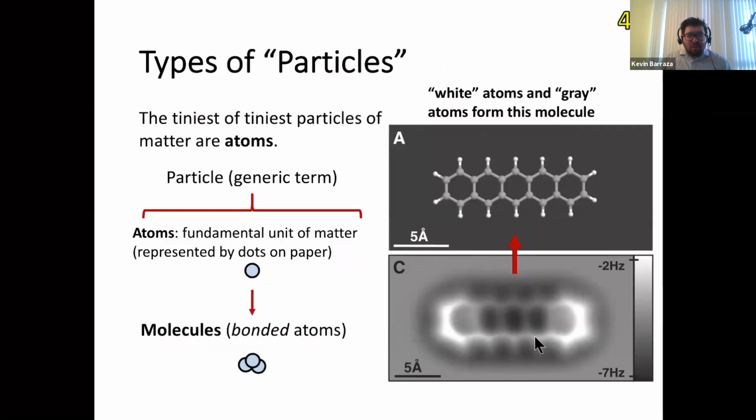Now, I've already mentioned these words, so I should be careful to actually define them. Our tiniest of tiniest particles that make up the universe are atoms. Particle itself is a generic placeholder term. We use it all the time. But when we're talking about the specks that make up the universe, we're referring to atoms, and they're usually depicted as dots on paper. And sometimes atoms join together. We say they bond and they form molecules.